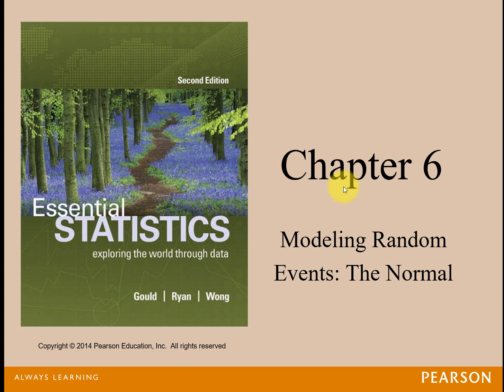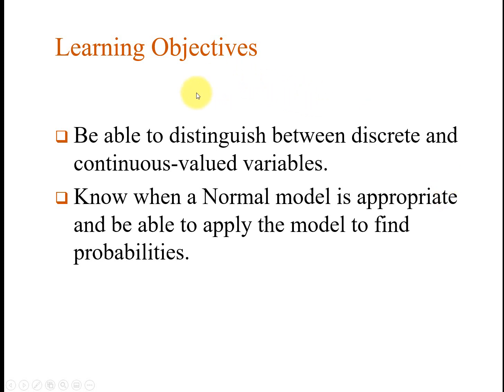Hello, this is the start of Chapter 6, Modeling Random Events and Using the Normal Distribution. The learning objectives for this chapter are being able to distinguish between discrete and continuous valued variables, know when a normal model is appropriate, and be able to apply the model to find probabilities.